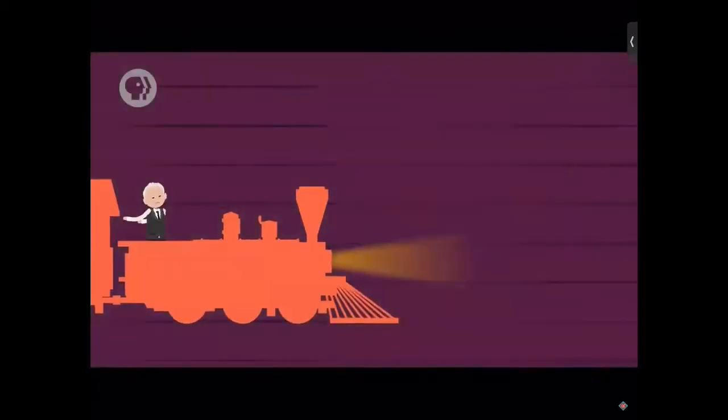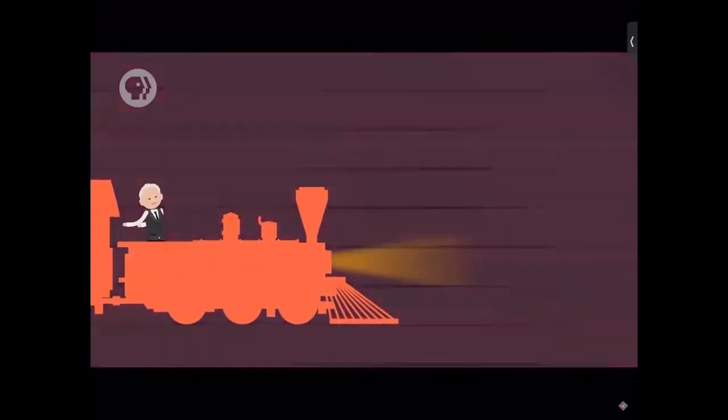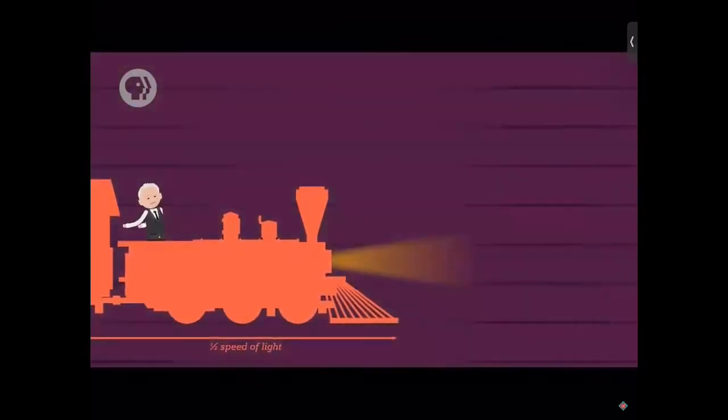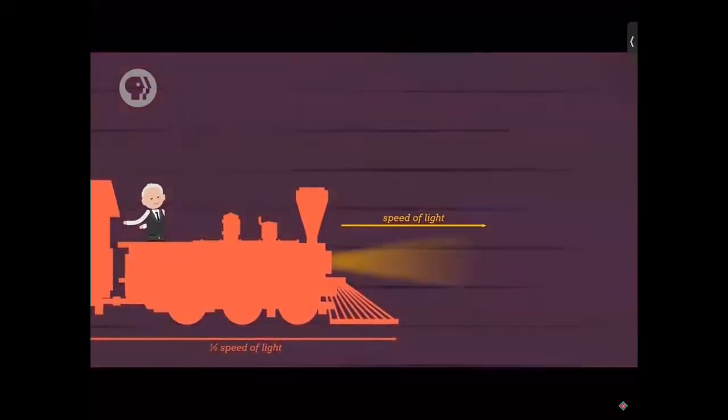From Bob's perspective, standing on the train, the light from the headlight is moving away from him at the speed of light. So the train is moving at half the speed of light, but at the same time it's shooting out light from the headlight that's moving at the speed of light.